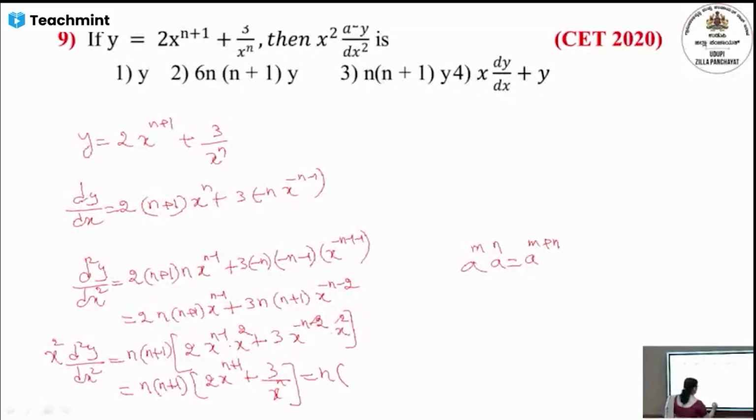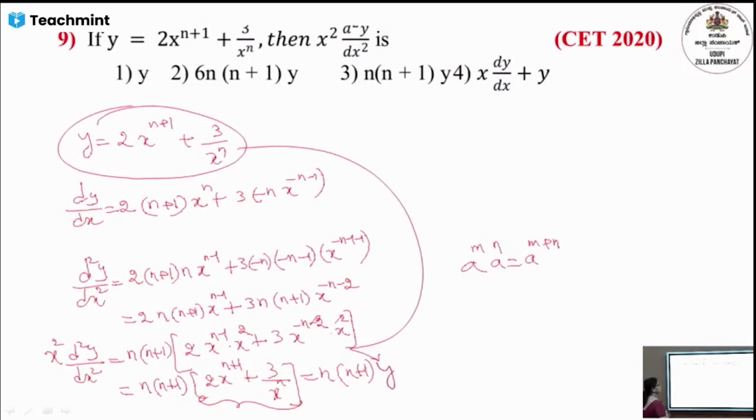n into n plus 1. What is this whole thing? Can you see that it is y? This whole thing is y. So the answer is n into n plus 1 y. Is this clear? Shall we go for the next question?